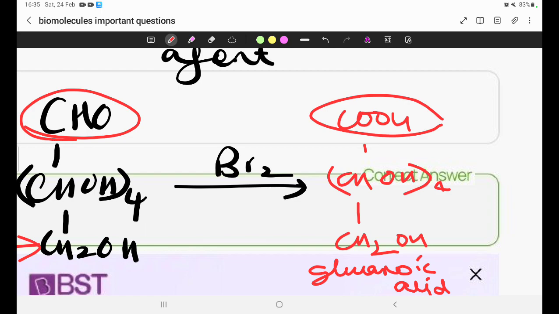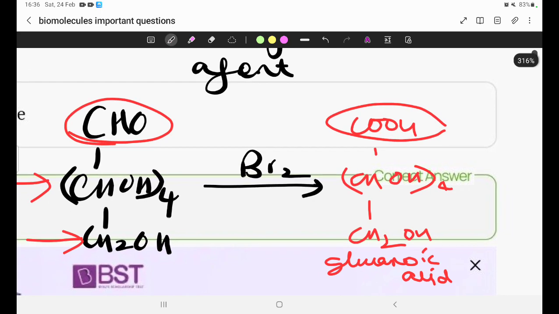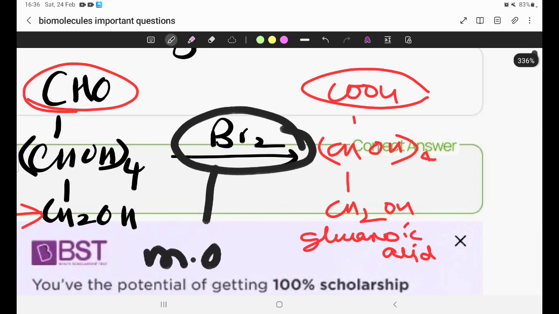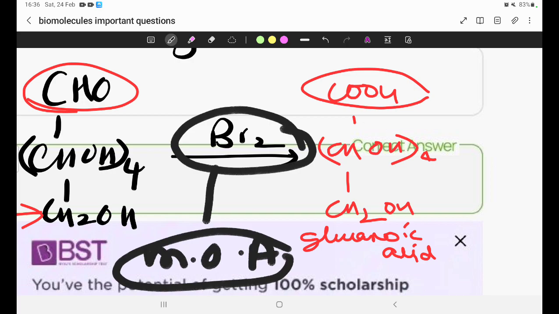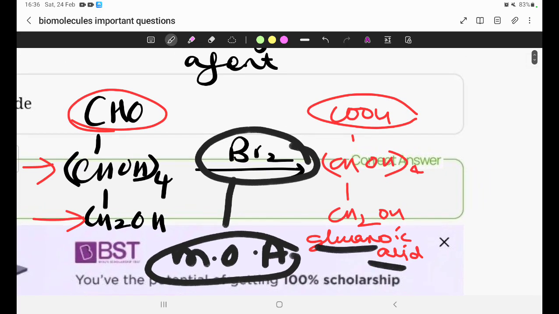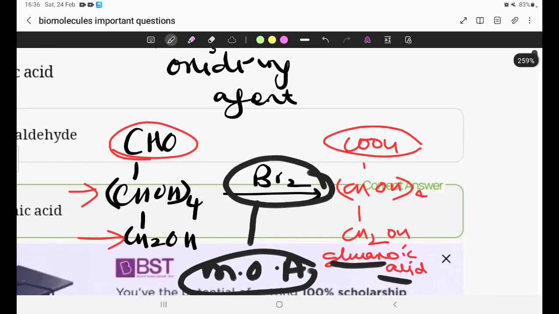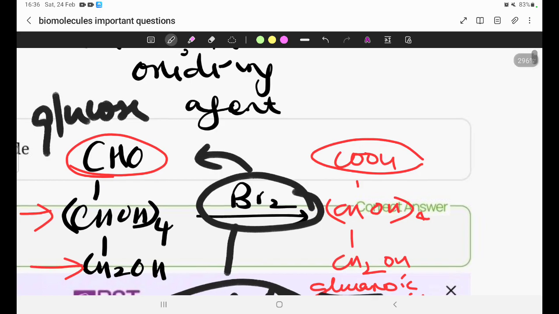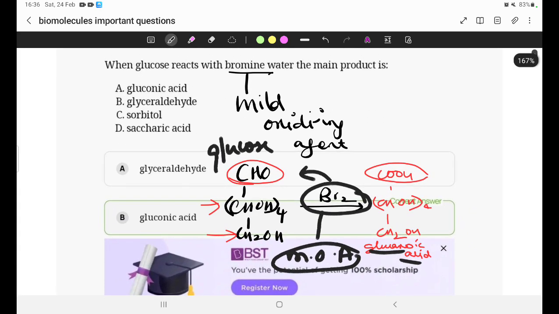Now, why do we exactly have to do this reaction? Most of the time they might either ask this in an MCQ, or they might ask in the form of a question, like write the reaction. The bromine water is a mild oxidizing agent, and this formation of gluconic acid will show us that the carbonyl group present in the glucose structure is an aldehyde. So to show the presence of the aldehyde group in glucose, we need to use this bromine water. So the answer would be gluconic acid.